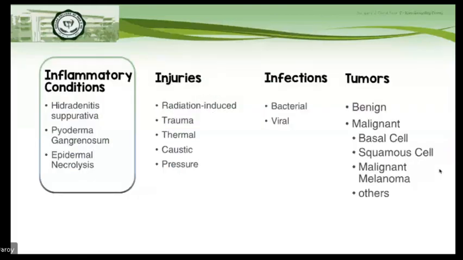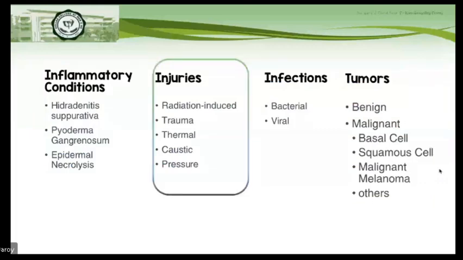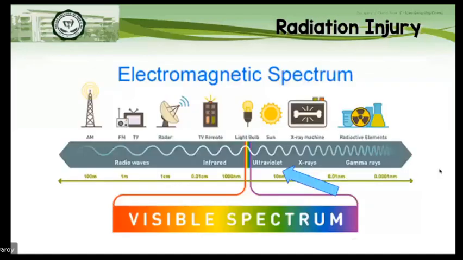Now we move on to injuries of the skin. Radiation injuries can result from exposure to electromagnetic radiation from industrial and occupational sources, or more commonly from the environment, such as your UV rays, and from medical treatments like radiation therapy. Environmental sources of radiation damage are typically from UV radiation.